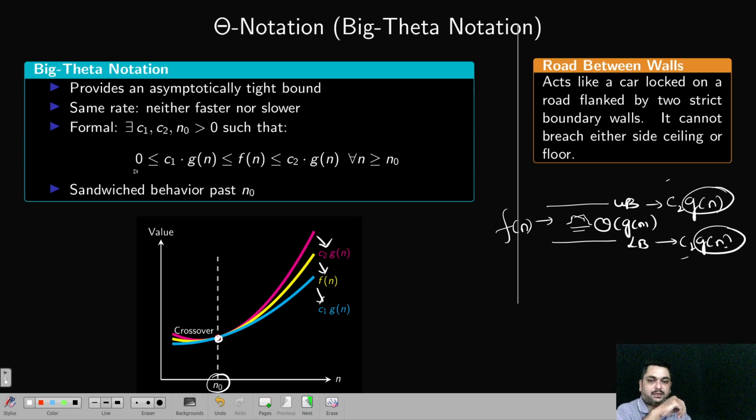So mathematically defined, all the functions are positive. So 0 is less than or equal to c1 into g of n, less than or equal to f of n, less than or equal to c2 g of n, for all n greater than or equal to n naught.